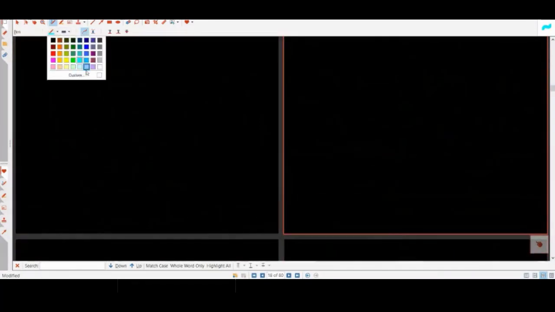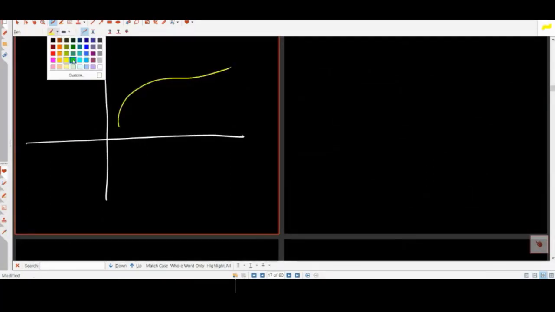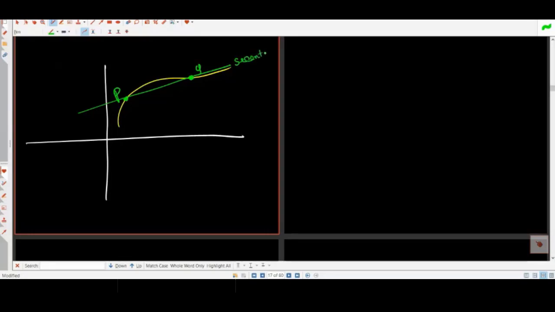Suppose we have a curve with 2 points P and Q. Whenever we are joining these 2 points P and Q, we are getting a line. That line is called the secant line. P point has the coordinate x1, y1 and Q point has the coordinate x2, y2.